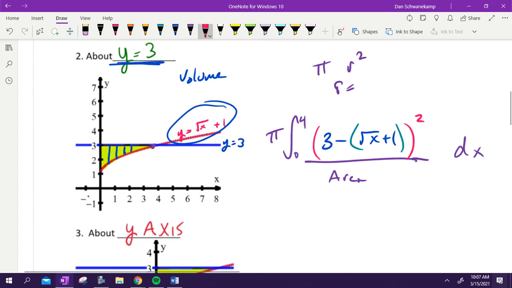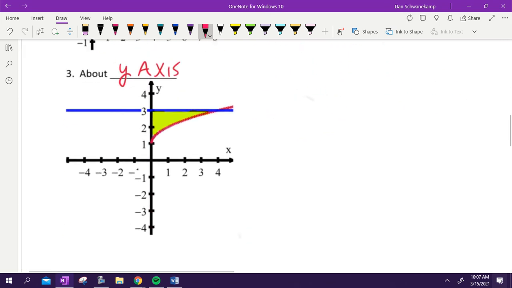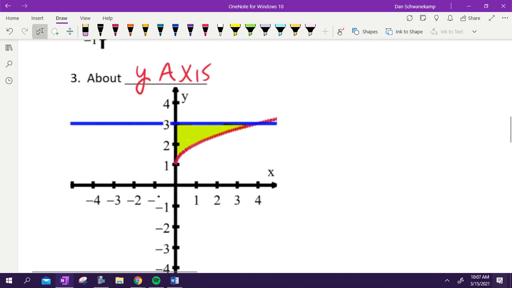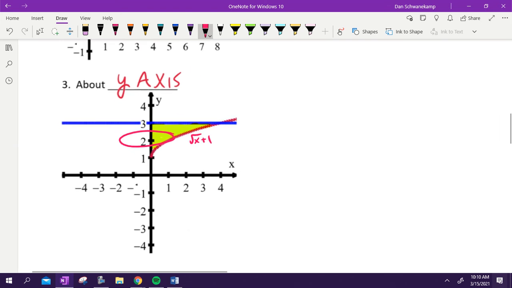All right. Next one. Let's look at number 3. Same setup. This time we're revolving around the y-axis. See what you do. Let's look. We are taking this thing and revolving around the y-axis. So if I'm revolving around the y-axis, I'm getting shapes that are perpendicular to the y-axis. If I'm perpendicular to the y-axis, that makes this a dy problem.